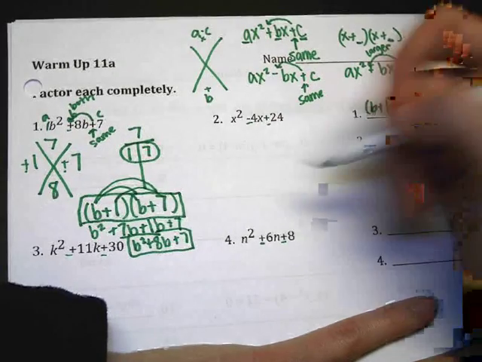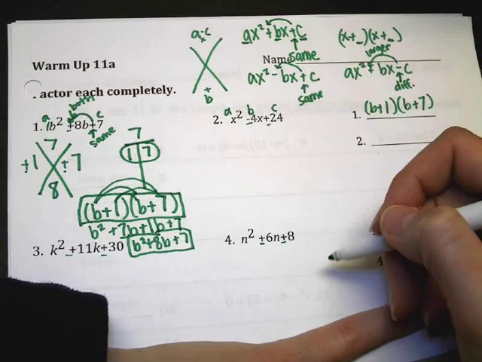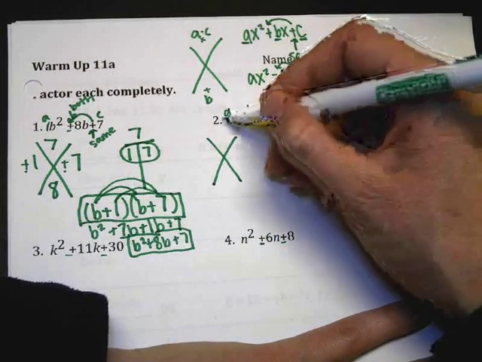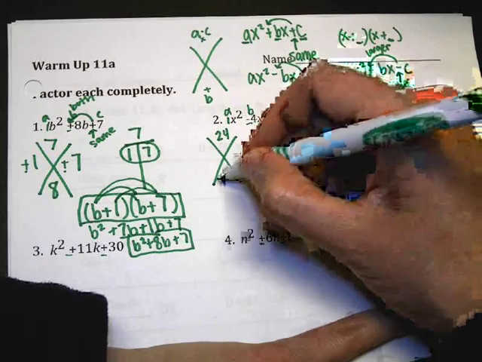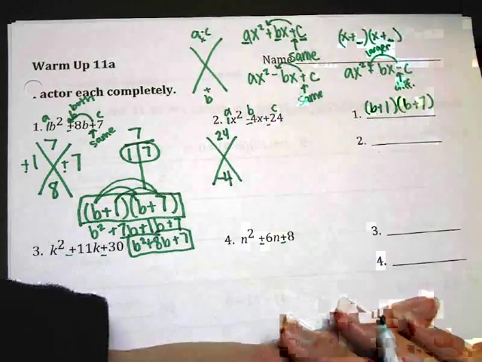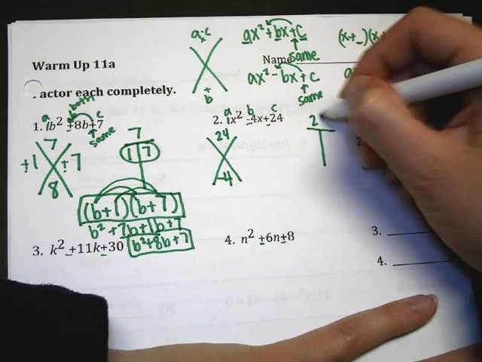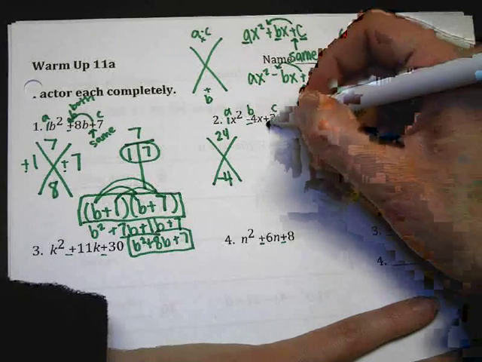Problem number 2, you want to start by labeling the A, B, and C in your problem. Remember, A times C goes at the top, so that's 1 times 24 is 24. And B goes at the bottom, negative 4. You're thinking what multiplies to give you 24 and adds to give you a negative 4. Remember, your signs tell you the story.